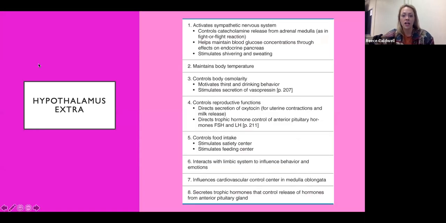Here's a little extra information about the hypothalamus that you can find in your textbook, but I wanted to add it here so you can have an idea of all of those homeostatic functions it has, as well as those behavioral drives. So go ahead and review this on your own. I'm not going to walk you step by step through this, but that's what we're discussing.